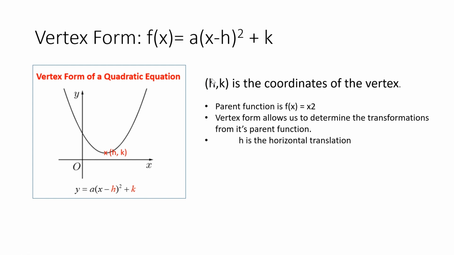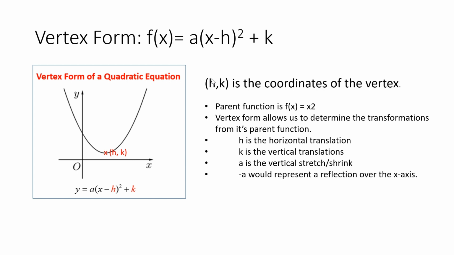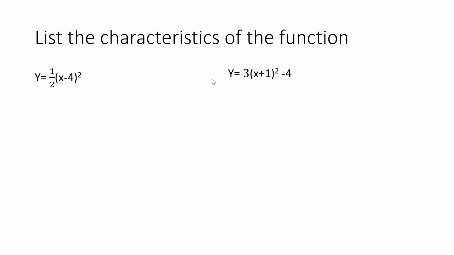H represents the horizontal translation of the vertex. K is the vertical translation of the vertex. A is the vertical stretch and vertical shrink of the vertex. And if there's a negative a, that would represent a reflection over the x-axis. So let's take a look at a couple examples here.